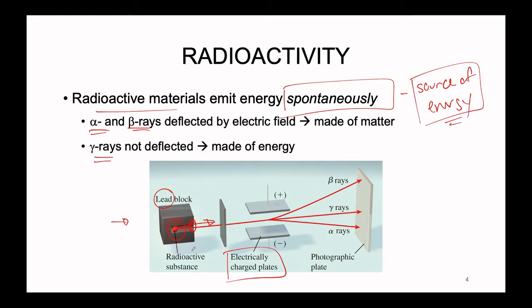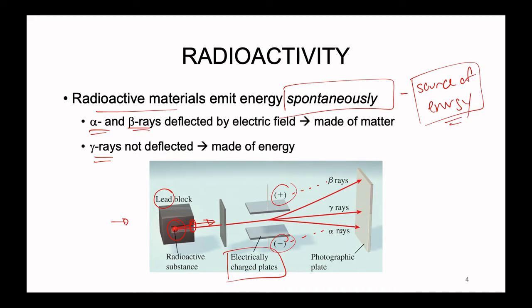And so if we took radiation, combined it with electrically charged plates in this case, what did we find? Well, we found that the alpha rays and the beta rays were deflected, or interacted with the electric field that was generated by these electrically charged plates. The beta rays, we can see, shifted upwards towards the positive plate, and the alpha rays shifted downward toward the negative plate.